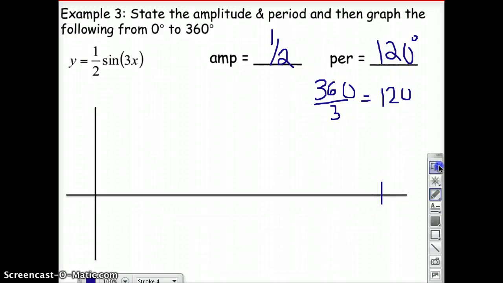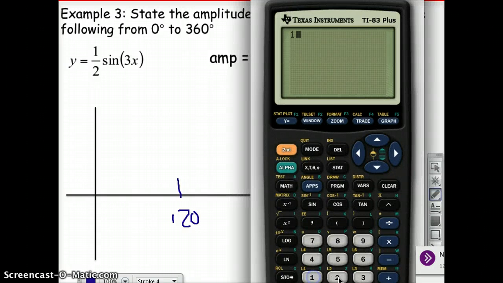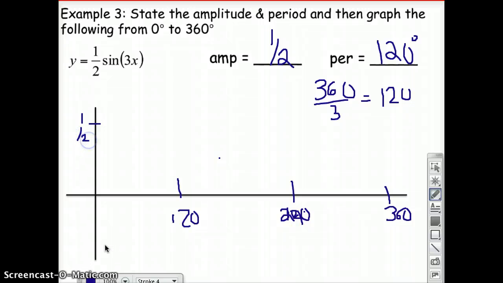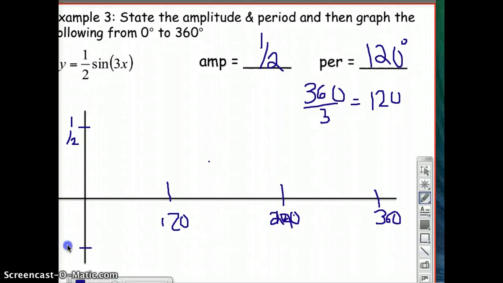So it wants me to sketch from 0 to 360. So 1 period is 120. And then it wants me to sketch until 360. So let's see how many periods. That would be 120 plus 120 plus 120. So I guess I have to sketch 3 periods now. That's okay. So that'd be 120, 240, and 360. And I'm going to go up to 1/2, down to -1/2.